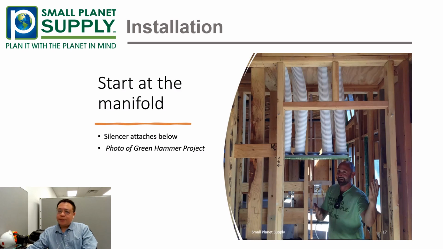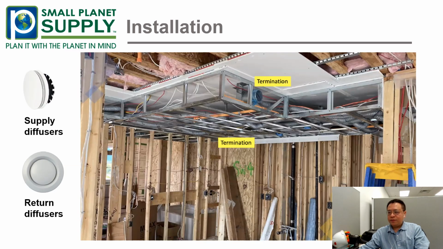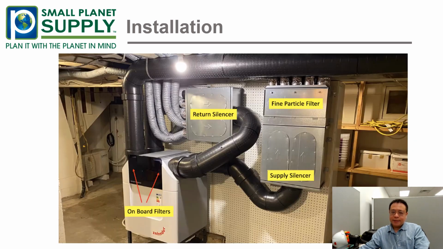There are 3 steps in the installation. Starting with running the comfort tube and comfort flex in the ceiling. Then we need to fix the location of the diffuser and the register and connect all the piping to the machine. We can also put in the cylinder or extra filter if it is necessary.